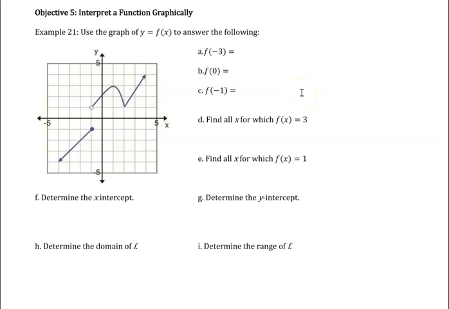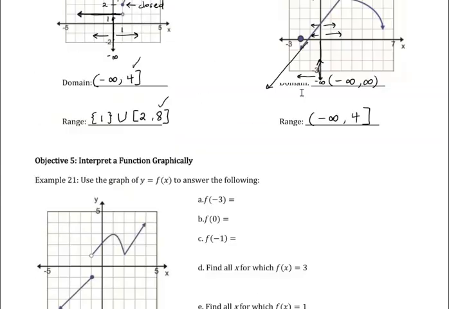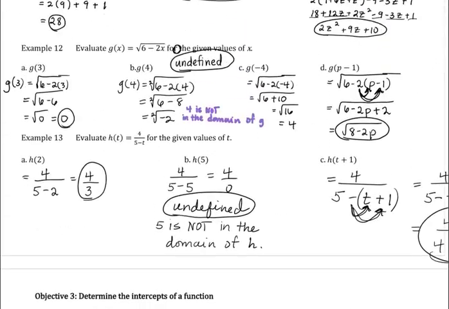Our last objective for this lesson is to interpret a function graphically, and we're going to be putting together everything that we've covered so far in this lesson. For part A of this example, we want to evaluate f of negative 3. If you remember, I think it was our second objective.